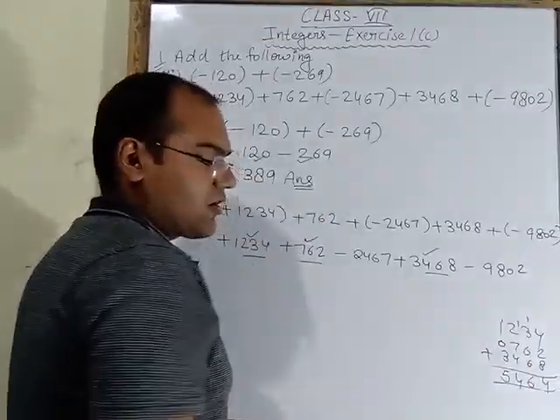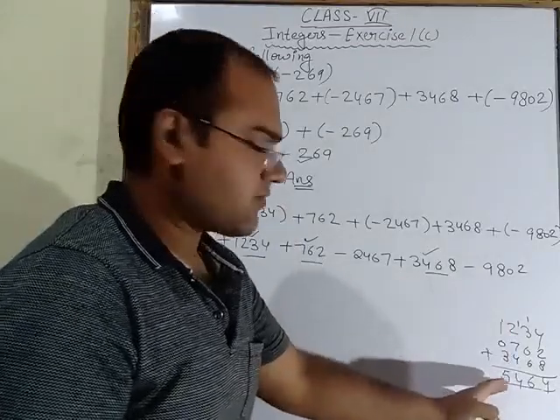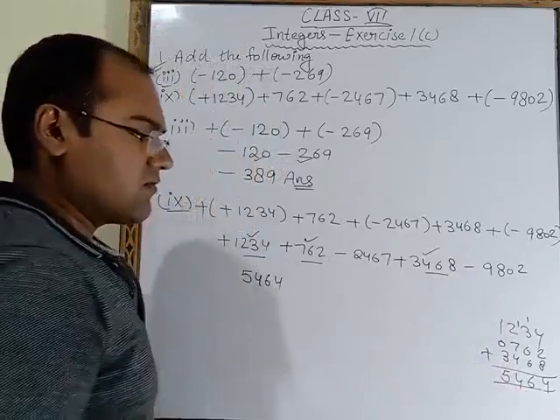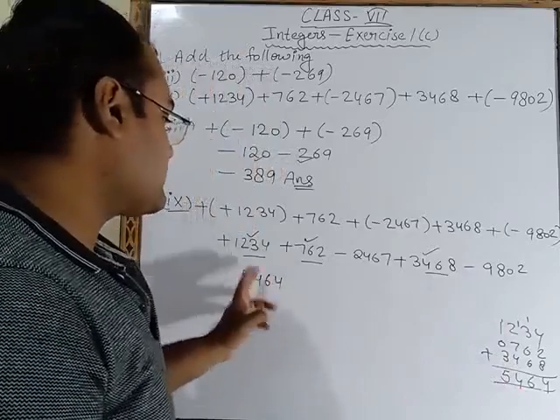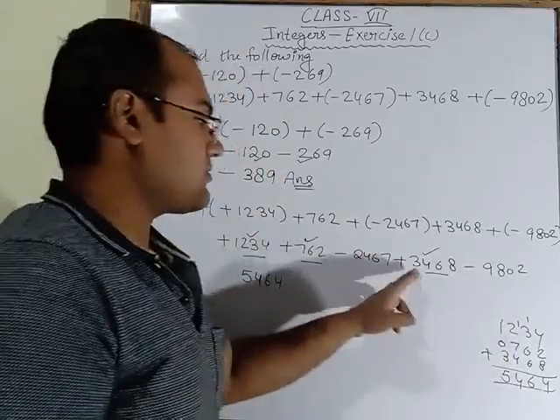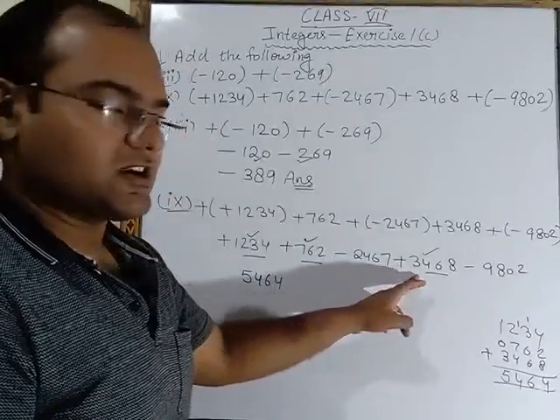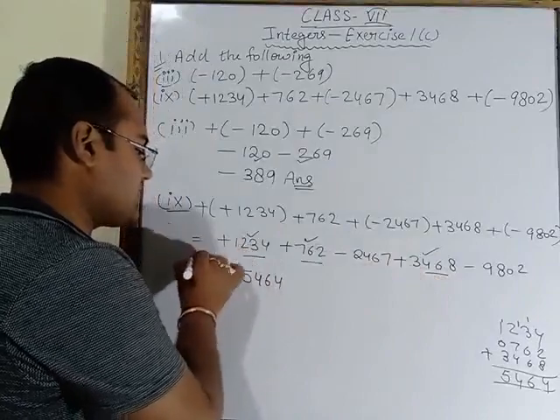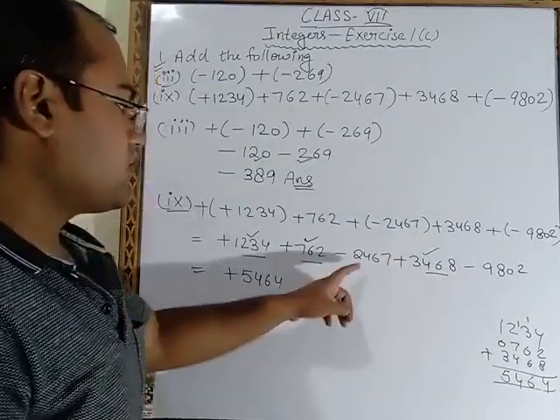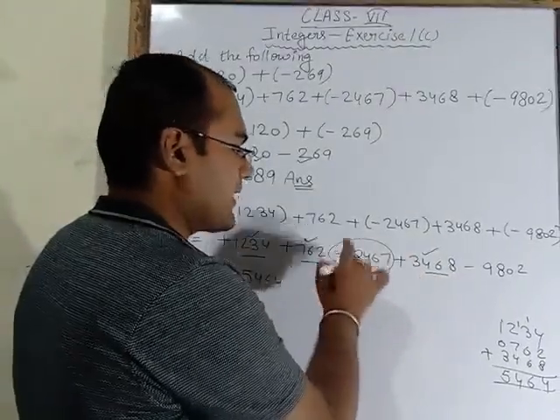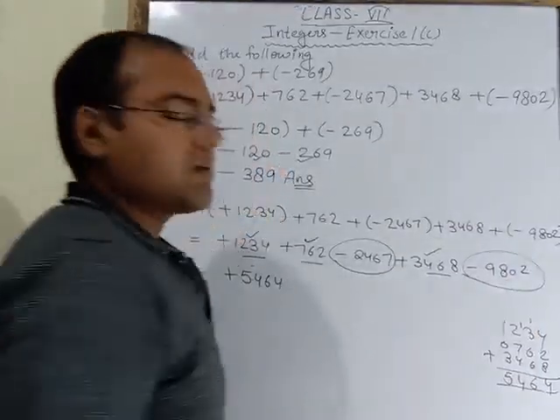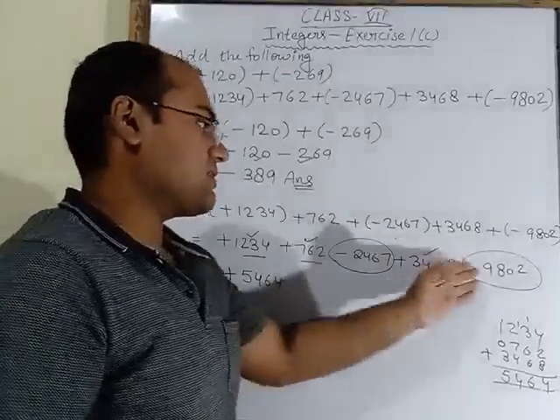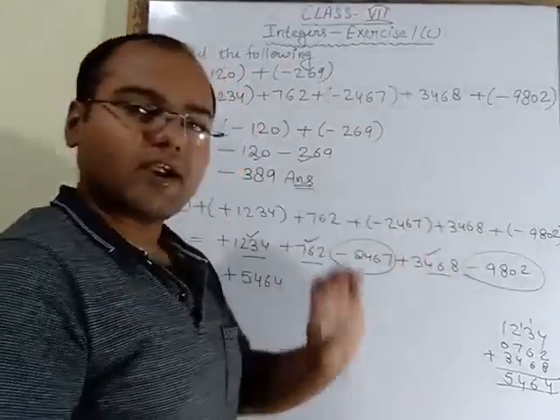The answer we got on adding is 5464. So this is the answer of these three numbers. Which one is greater here? Plus 3468 is greater, and this number has a plus sign. So here also we will put a plus sign. Now these two numbers are remaining. This number has a minus sign, this number also has a minus sign. So first of all we have to check the sign. Minus and minus is plus. That means we have to add these two numbers.